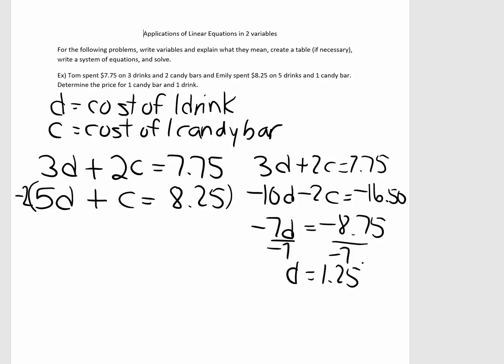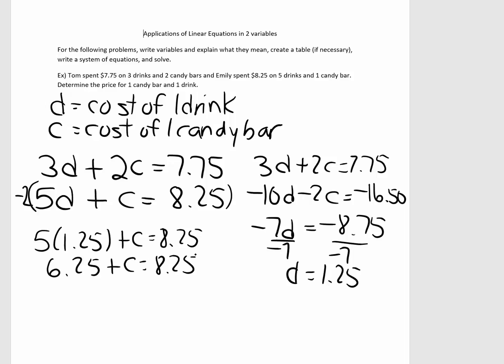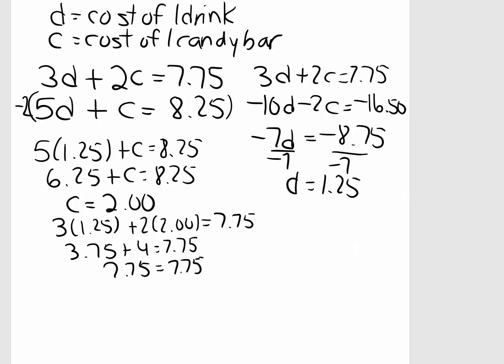Now, I need to go back to one of the original equations to calculate what C is. Let's go to the bottom equation. So replace D with $1.25. 5 times $1.25 is $6.25. Subtract 6.25 from both sides, and C is equal to 2. Now, I'm going to replace C equal to 2 and D equal to $1.25 in the top equation to make sure that this is a solution there also. As I have shown here, it is.